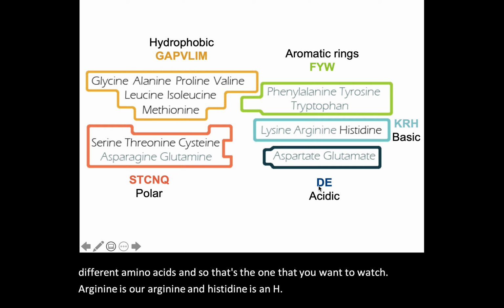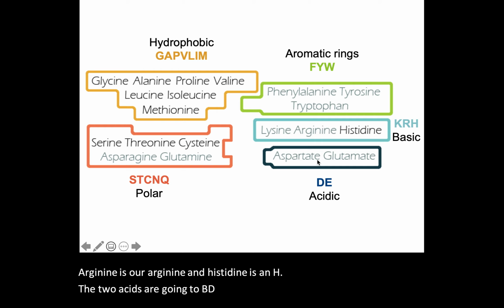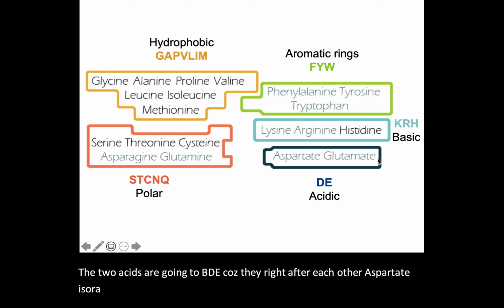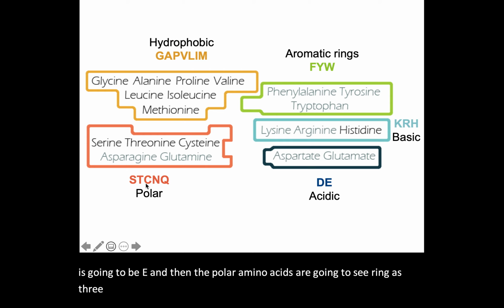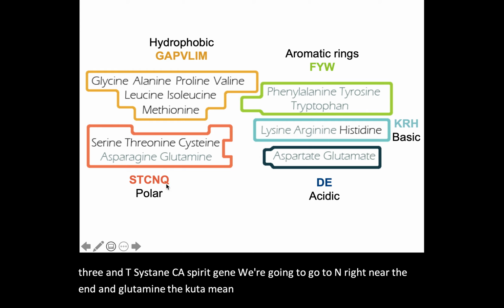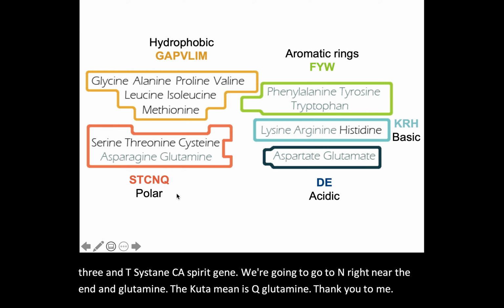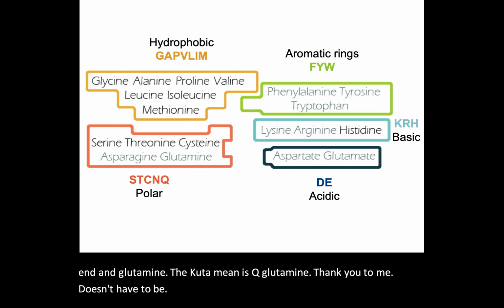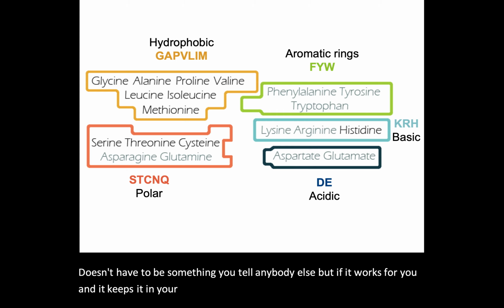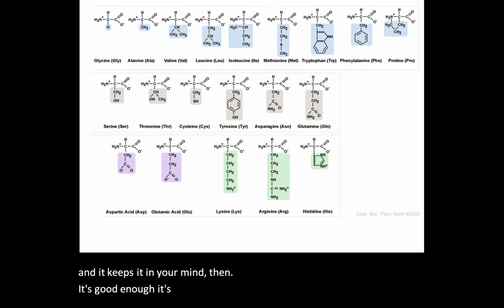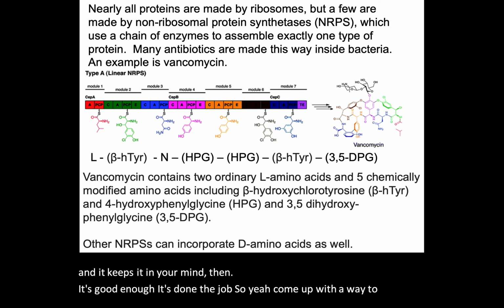The two acids are going to be D and E because they're right after each other. Aspartate, or aspartic acid, is D, and glutamate, or glutamic acid, is going to be E. And then the polar amino acids are going to be serine, S, threonine, T, cysteine, C, asparagine, we're going to go by the N right near the end, and glutamine, the cutamine, is Q. Glutamine, the cutamine. It doesn't have to be something you tell anybody else, but if it works for you and it keeps it in your mind, then it's good enough. It's done the job. So yeah, come up with a way to remember those.